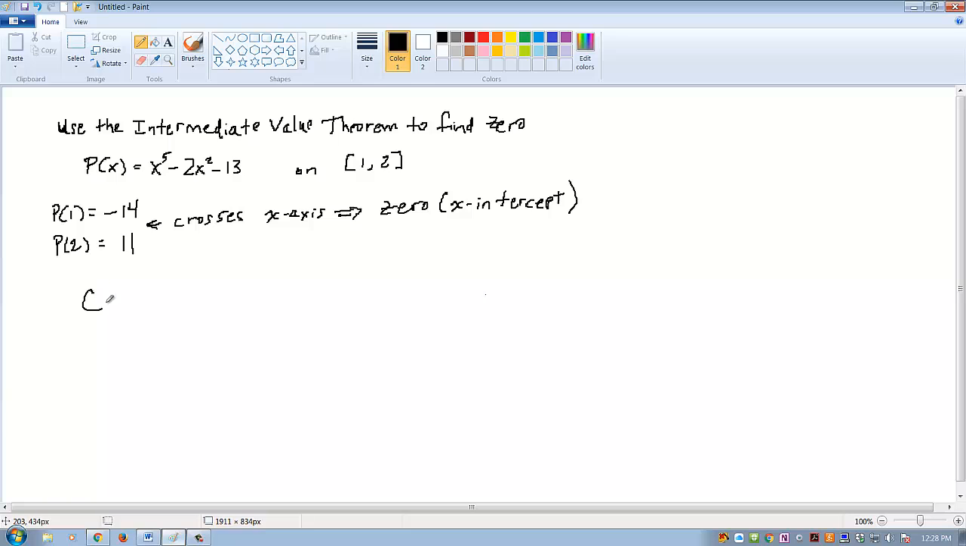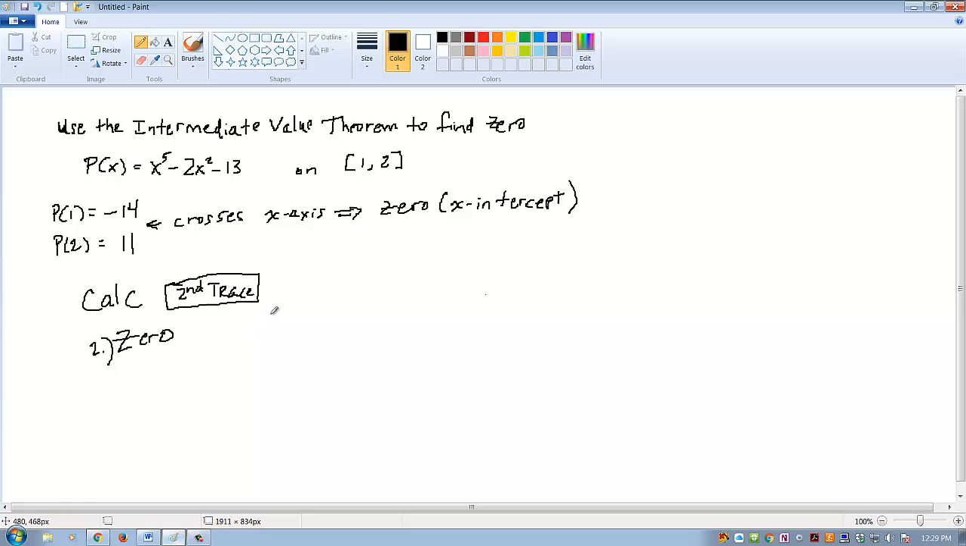Now we did just see where that happened. On your calculator, if you go to calculate, you can practice doing this using zero, that's number 2. And remember, calculate is second trace. So if you go to number 2 and follow the directions, you'll have to find the left bound, right bound, and hit enter on it. So that's one way.